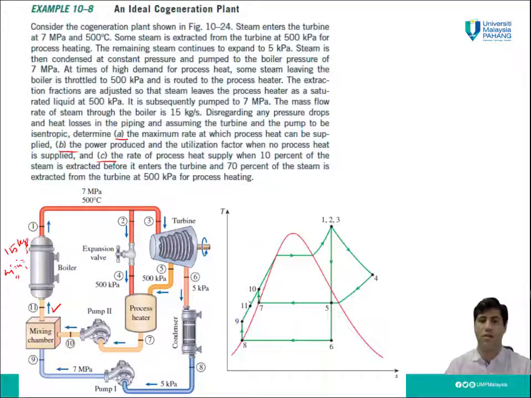We can use this diagram also to find the properties for different states. Then we can calculate Q in, Q dot in, Q dot P, W dot for turbine, and also Q dot out, which we have in the condenser. Let's see how we can find and determine the answer for part A, B, and C of the question.